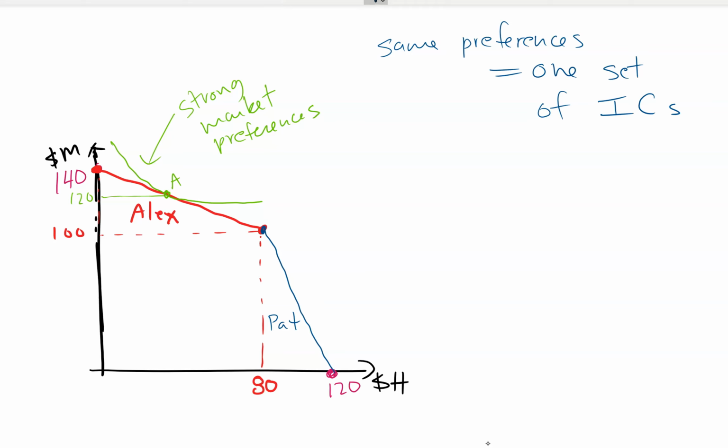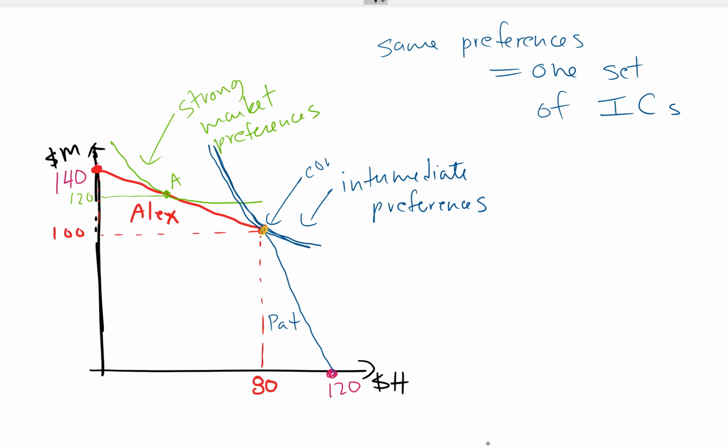Then they could be intermediate. Remember, these are different people, not the same people. So this person has intermediate preferences. They like both things quite a bit, and so this person would be choosing both. In fact, this spot here is called complete specialization. At this spot, Alex is doing only home goods and Pat is doing only market goods. They're getting 80 home goods from Alex and 100 market goods from Pat.